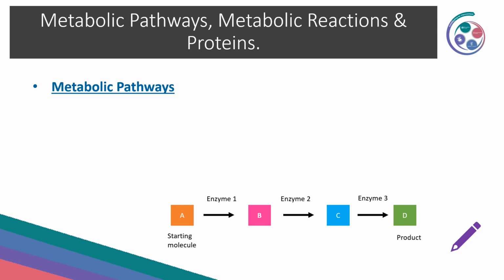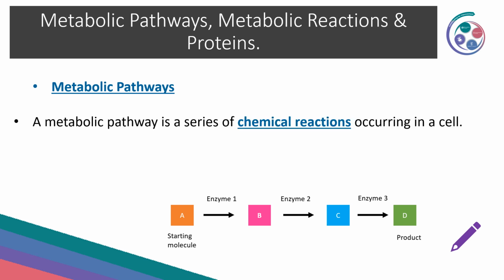So firstly, what is a metabolic pathway? A metabolic pathway is a series of chemical reactions occurring in a cell. There are many metabolic pathways that are occurring in your body every single second. At the bottom of this slide, you will see an example of a metabolic pathway. So you can see that starting molecule A is converted by enzyme 1 to molecule B, which is then converted by enzyme 2 to molecule C, which is then converted by enzyme 3 to molecule D. Molecule D would be the product of that metabolic pathway.